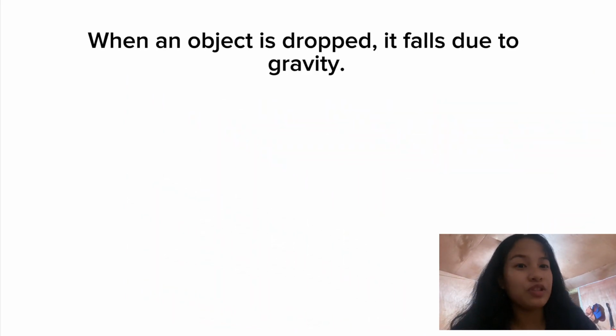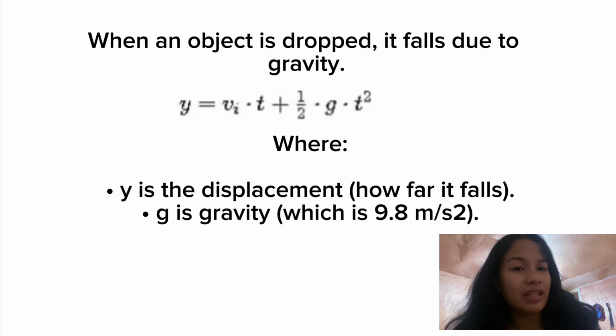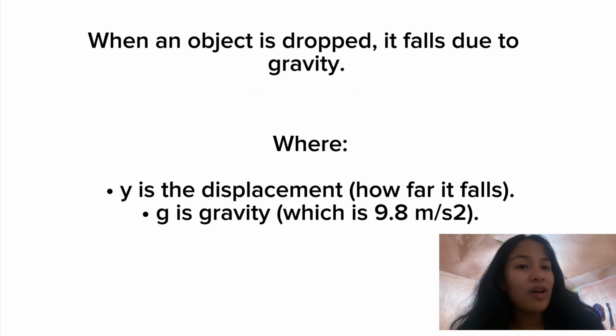Now let's go to free fall. In free fall, when an object is dropped, it falls due to gravity. The free fall equation is y is equal to vi multiplied by t plus 1/2 multiplied by g multiplied by t squared. This is where y is the displacement and how far it falls, g is the gravity, which is 9.8 meters per second squared. So now I'm going to give you an example.